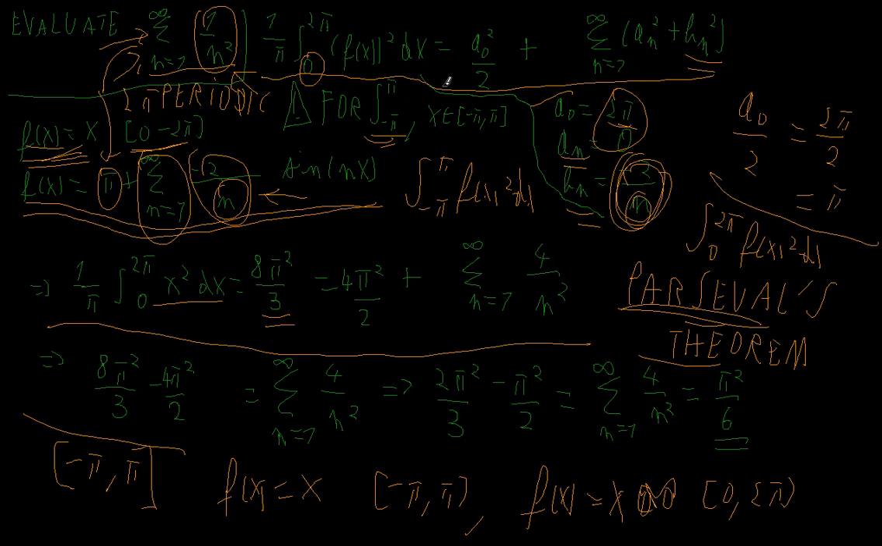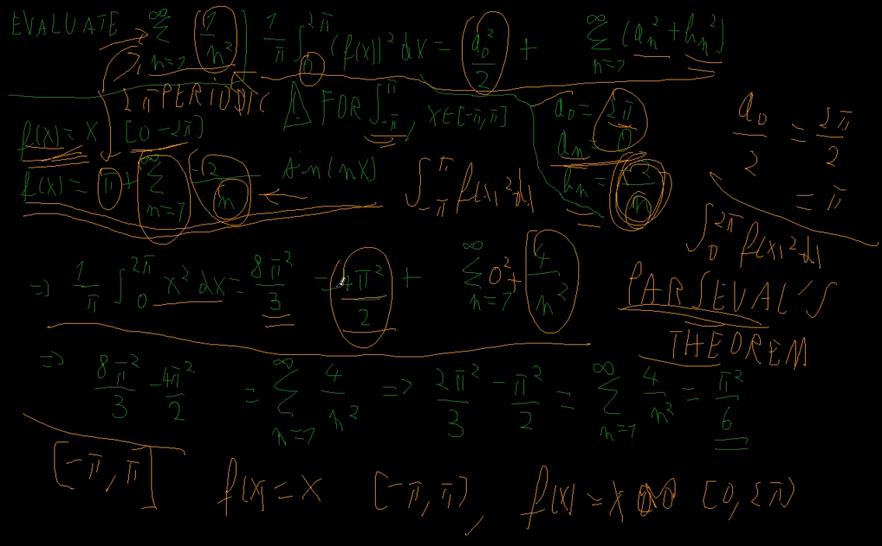And that should be equal to a sub 0 squared over 2. So a sub 0 is 2 pi, so a sub 0 squared is 4 pi squared, and over 2, as said, plus the sum from n equals 1 to infinity of a sub n squared plus b sub n squared. My a sub n are simply 0, so I get 0, plus the b sub n squared, so I have minus 2 over n squared, so I have simply 4 over n squared. Okay, those are my b sub n squared.